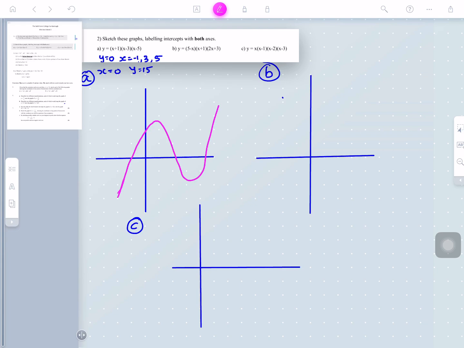Okay, and now let's label it. That's -1, that's 15, that's 3, and that's 5. Okay, and let's do part B.